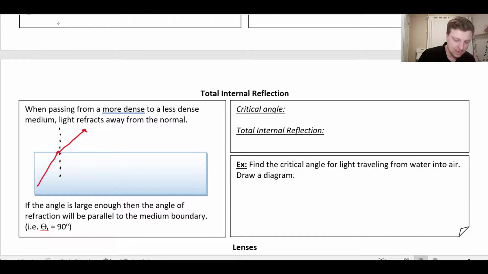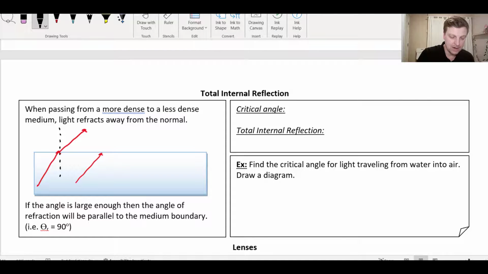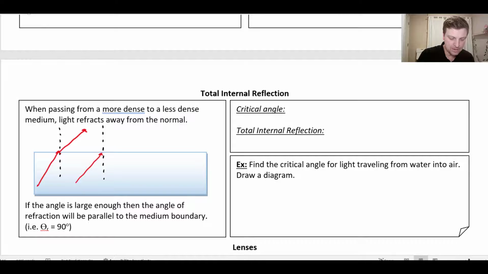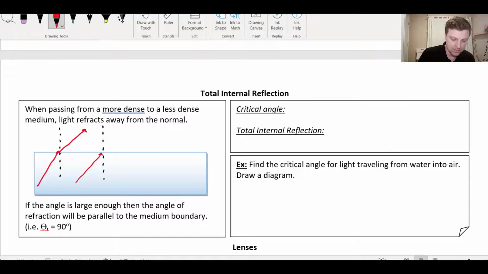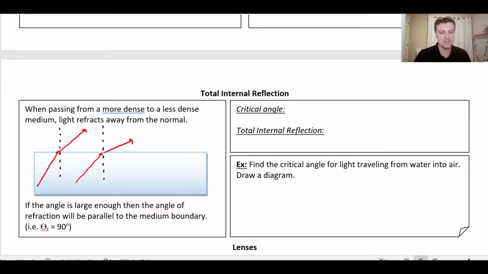Well, if I increase that angle, then it's going to bend more, right? It's going to bend away from the normal, but even more away from the normal. So I might get something like this, an even steeper angle. We'll just take that to its logical conclusion.